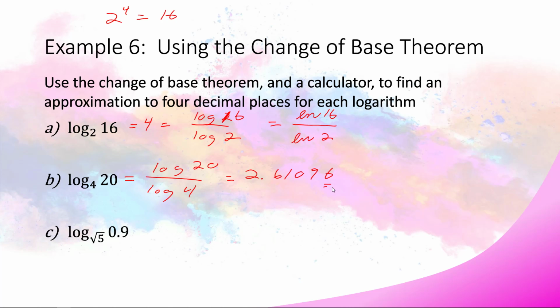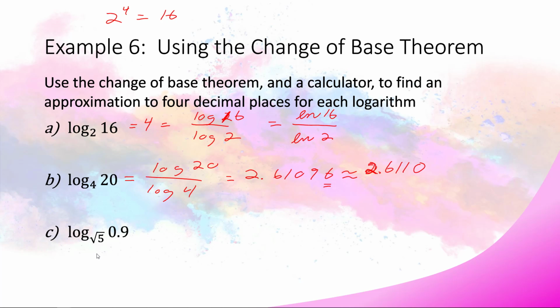And you will get something to the effect of 2.61096. Since the 5th decimal place is greater than 5, this will round up, and the 9 will become basically 10. So we'll carry the 1 over here. We'll have a 0, and that will give us an approximate value of 2.6110. That's supposed to be a 2. There we go.